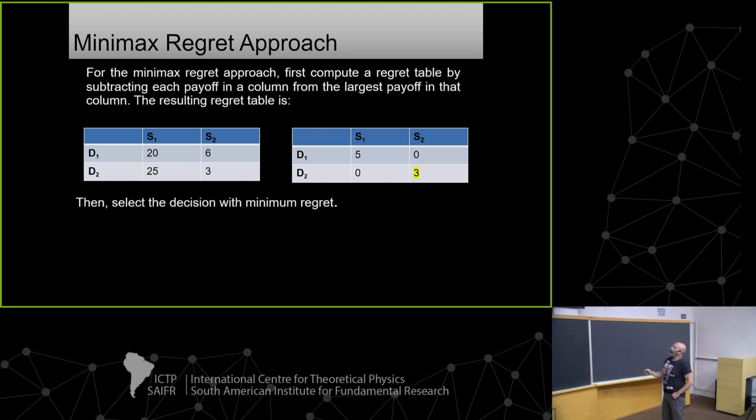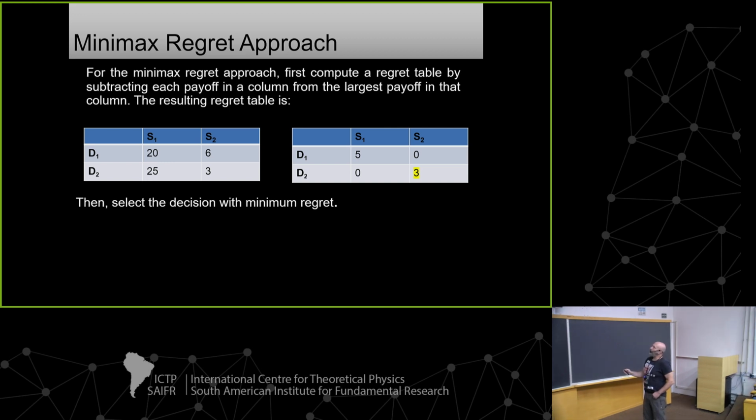So once I have this regret table, what I do is I select the decision with the minimum regret. That is this one. So I am not considering this and this. I am considering the situation with the minimum regret. And the minimum regret is this one, is 3. So I have to choose between these two, and I choose this one. So this is the decision with the minimum regret. And a minimax regret approach will let me make this choice. So I will choose this one.